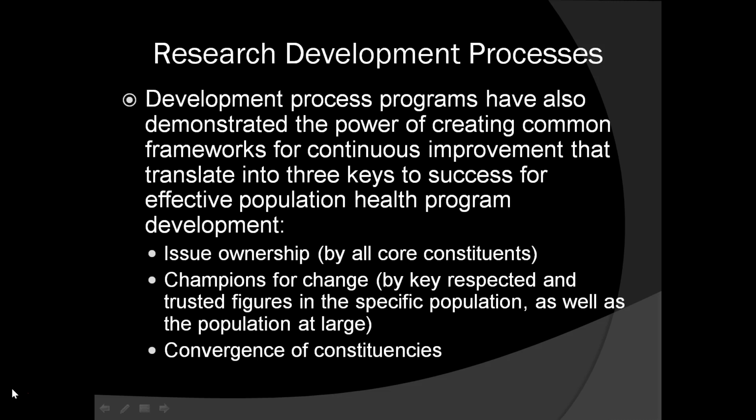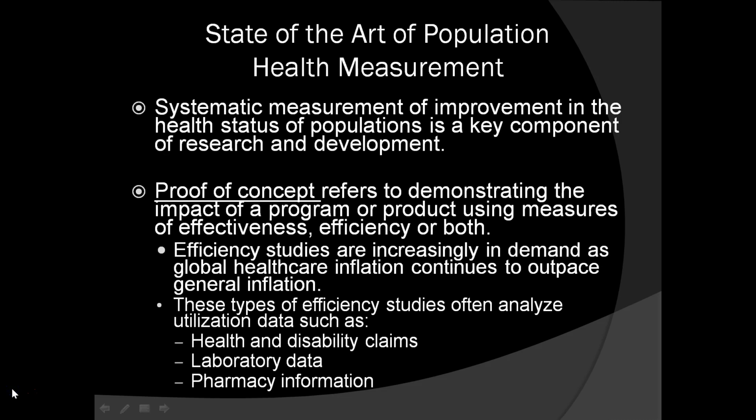And then you've got the convergence of constituencies. Now here, aligned measurement approaches are key to deriving convergent behaviors by each. How each constituent defines success determines what will be measured and how success is determined. Systematic measurement of improvement in the health status of a population is a key component of research and development.